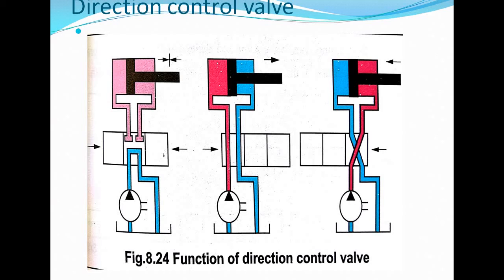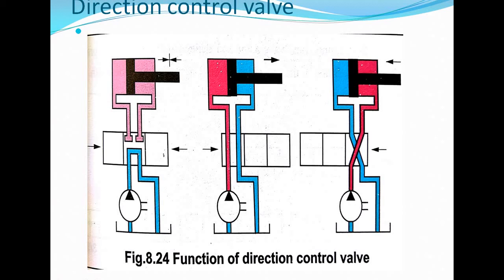Now this is the direction control valve. Basically in this figure you can see this is the reservoir, this is the hydraulic pump fitted with motor, then this is the piping provided, this is the hydraulic cylinder you can see here, and this is the direction control valve.